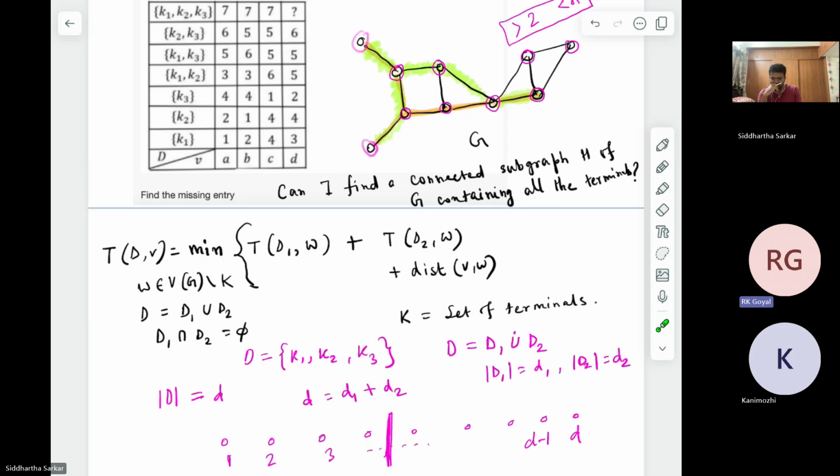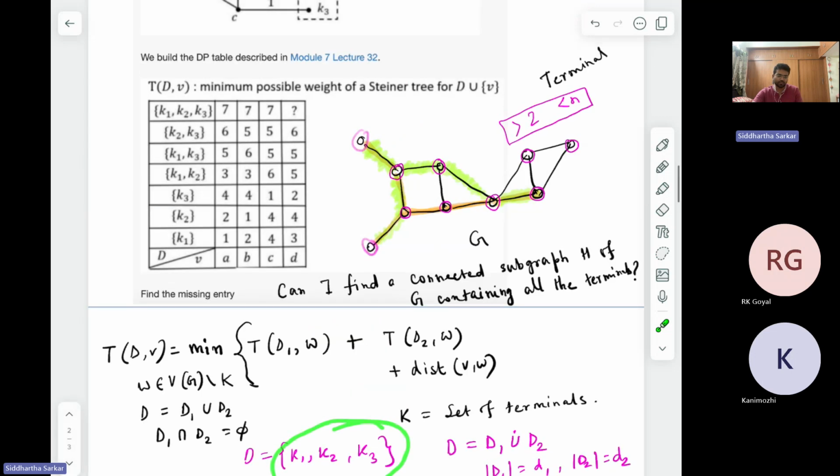Yes, so this is the combination with repetition problem. If we want to distribute, it is n plus r minus 1 choose r. Correct. So this is something that we can compute combinatorially, and it is going to depend on how many terminals there are.